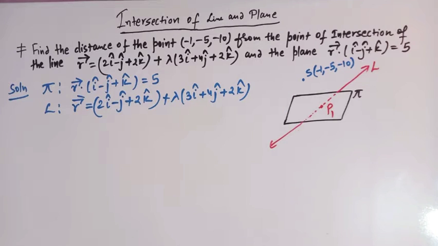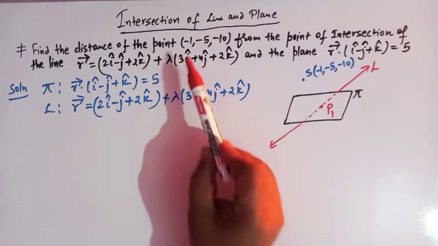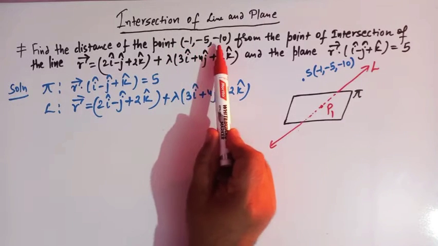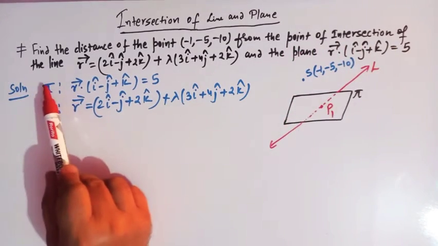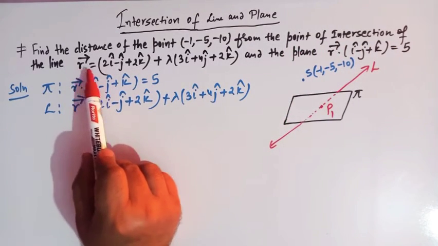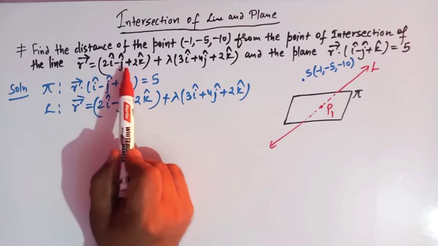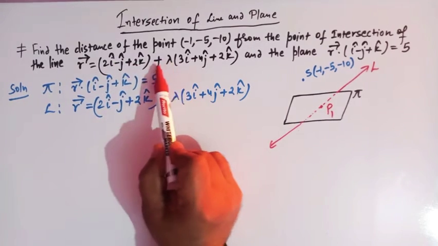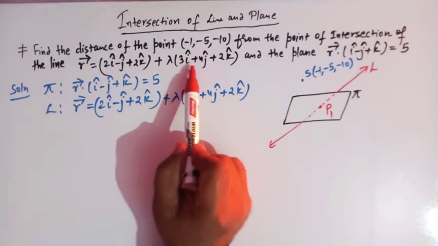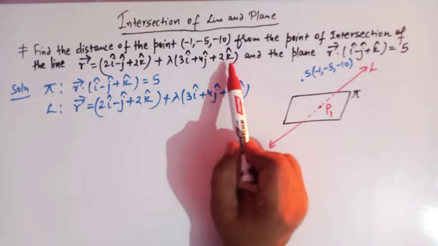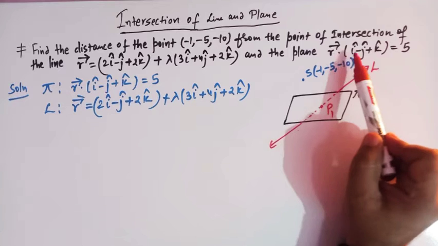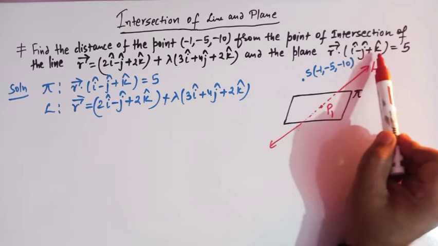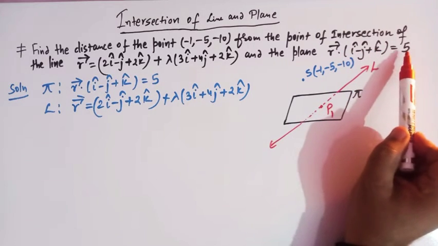Let us take one more problem. Here we have to find the distance of the point minus 1 comma minus 5 comma minus 10 from the point of intersection of the line vector r is equal to 2i cap minus j cap plus 2k cap plus lambda times 3i cap plus 4j cap plus 2k cap, and the plane vector r dot i cap minus j cap plus k cap is equal to 5.